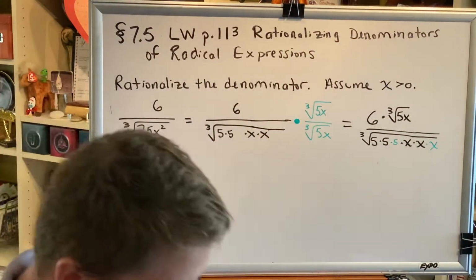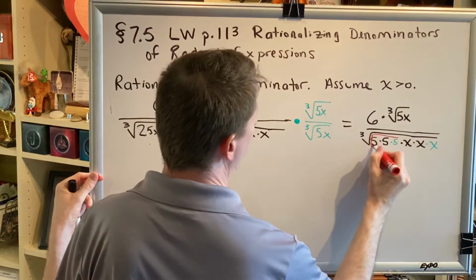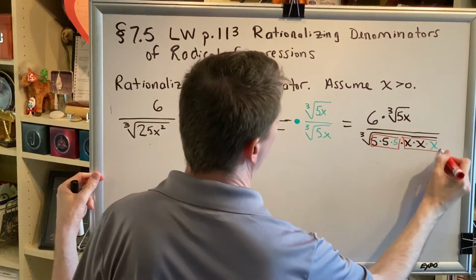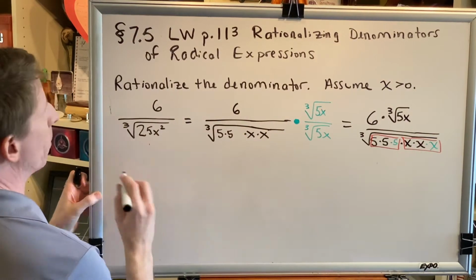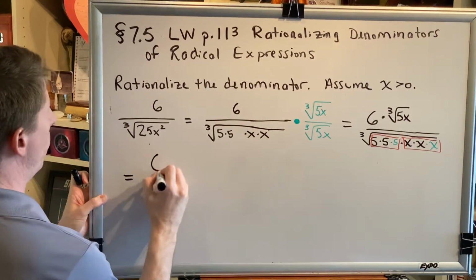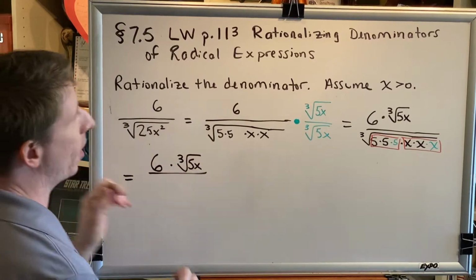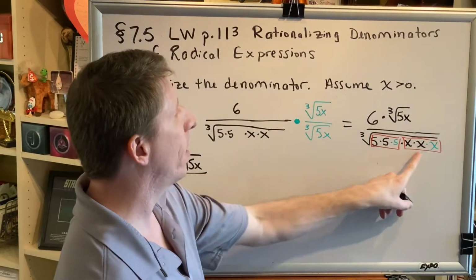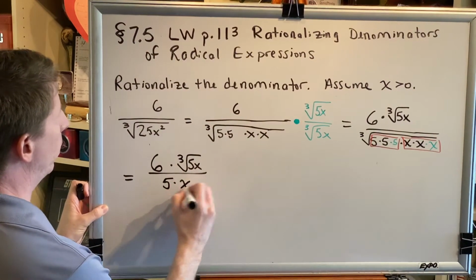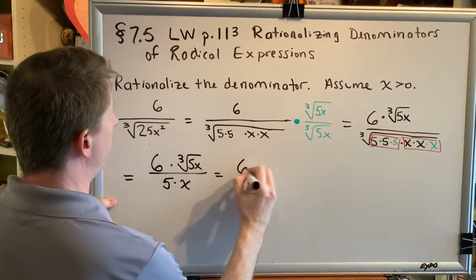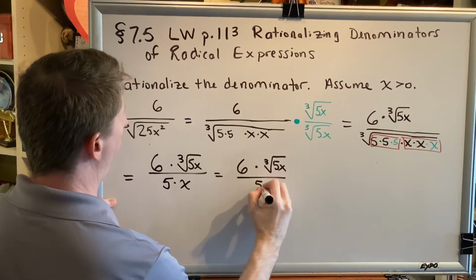Now we can simplify this radical by making groups. We need groups of 3. Well, there's a group of 3, and there's a group of 3. We have perfect groups because we created the problem to have perfect groups. So the numerator stays the same, 6 times the cube root of 5x. But in the denominator, each group sends one representative out to multiply. So we get a 5 and an x, and then no more radical. So our final answer is 6 times the cube root of 5x over 5x.